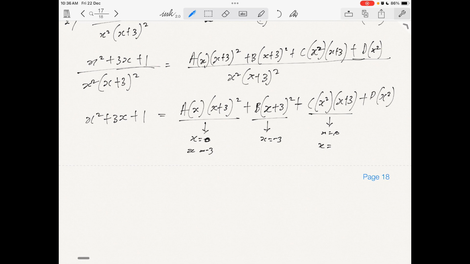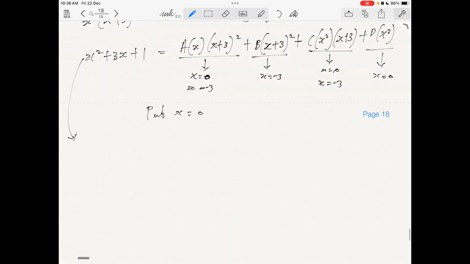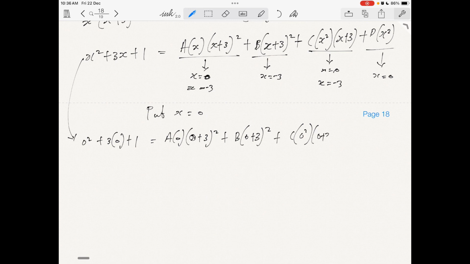Minus 3 also. And for all these to be 0, we have that our x is equal to 0. So let's put x equal to 0. From putting x equals 0, this will give us 0 squared plus 3 into 0 plus 1 is equal to a into 0 into 0 plus 3 squared plus b into 0 plus 3 squared plus c into 0 squared into 0 plus 3 plus d into 0 squared.